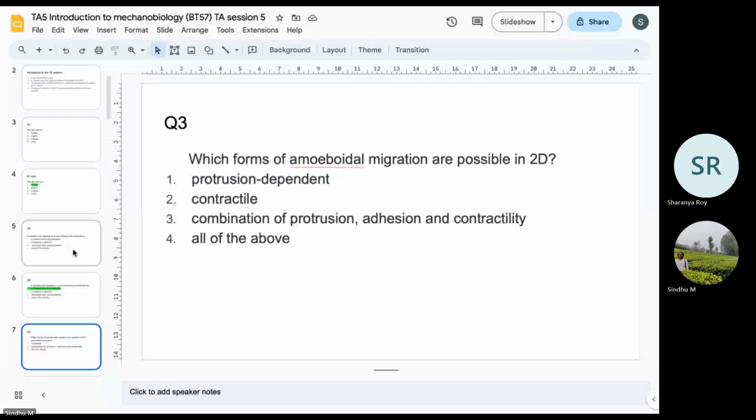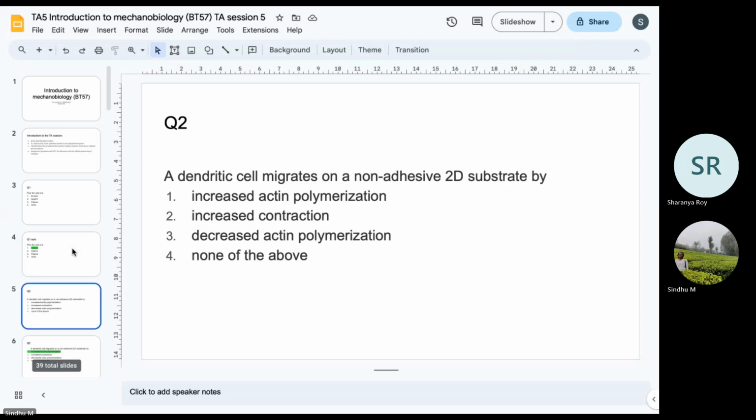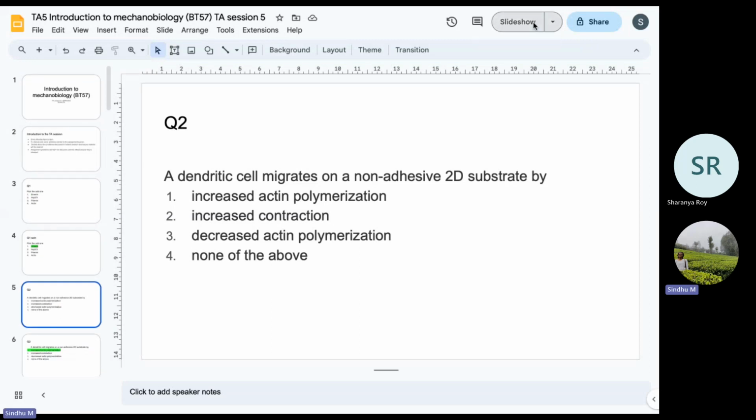Ma'am, please change the slide. I have changed it, it is on the second question now. No, it's not showing to me. In slideshow mode, I think there is some problem. I'll go to slideshow again. Okay, now it's working. Just a minute.